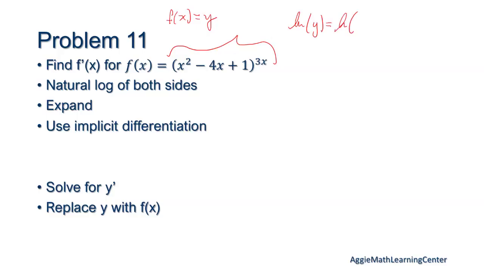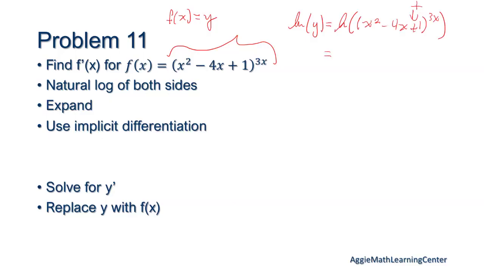ln of (x squared minus 4x plus 1) to the 3x. Okay, that looks like a t. That is not a t, that is a plus. There you go.